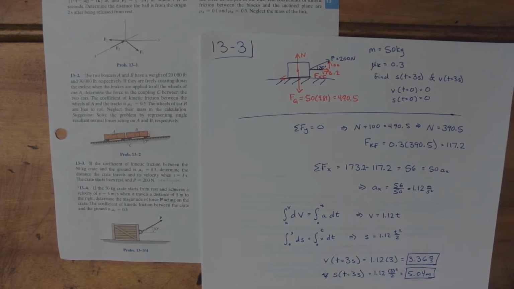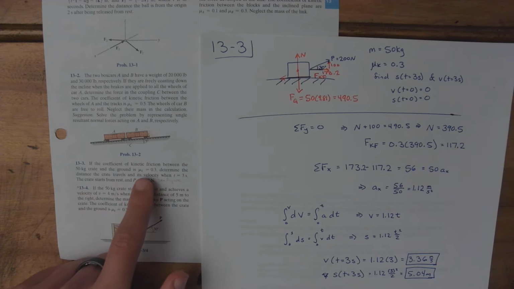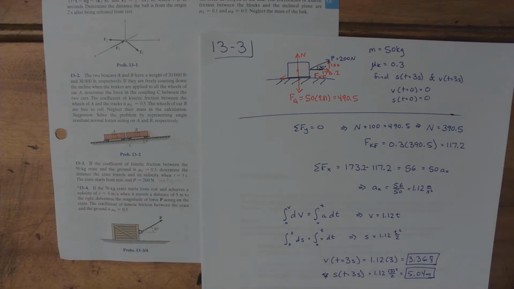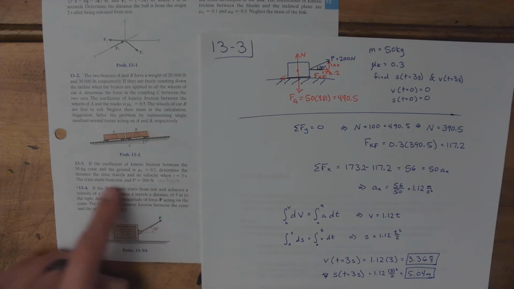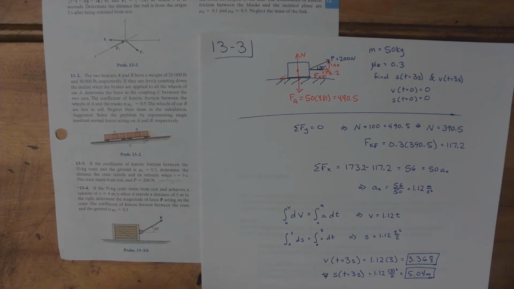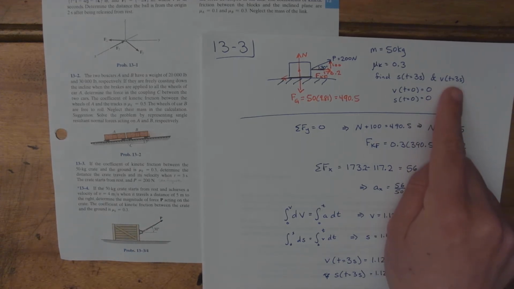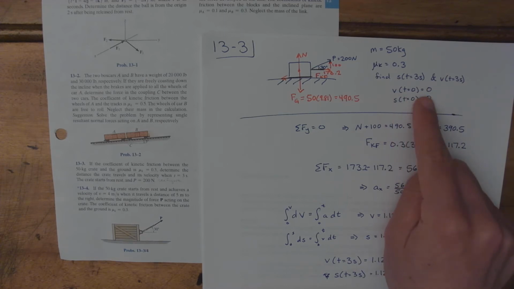So we have a crate, and the coefficient of kinetic friction between the 50 kilogram crate and the ground is 0.3. We want to determine the distance the crate travels and its velocity when t is equal to 3 seconds. The crate starts from rest and the force P is equal to 200 newtons. So we want to find the velocity when time is equal to 3 seconds and we're told it's from rest. So when t is equal to 0, the velocity is 0.